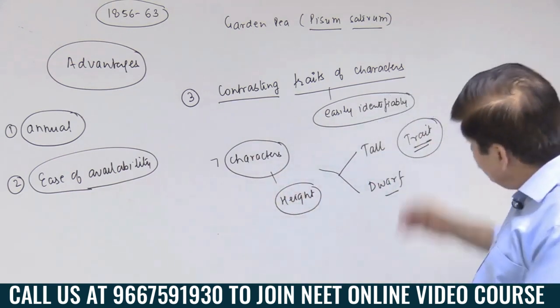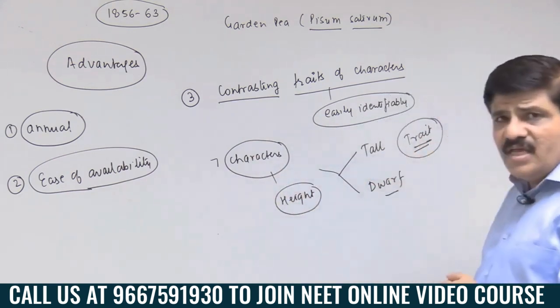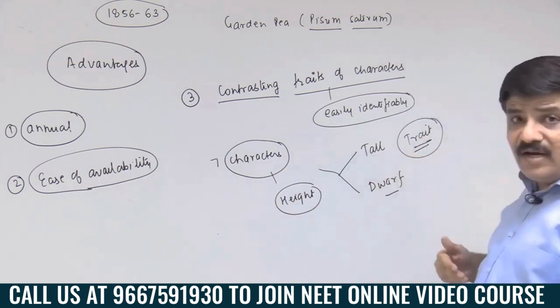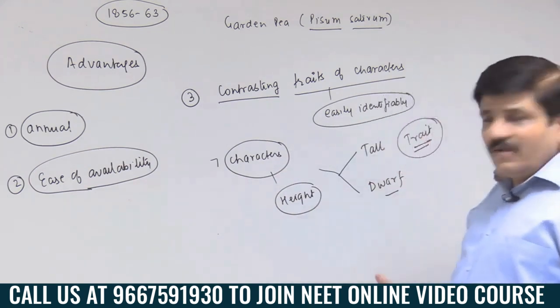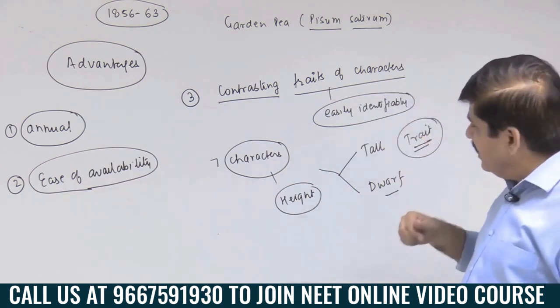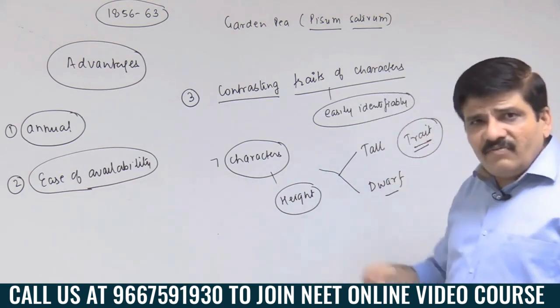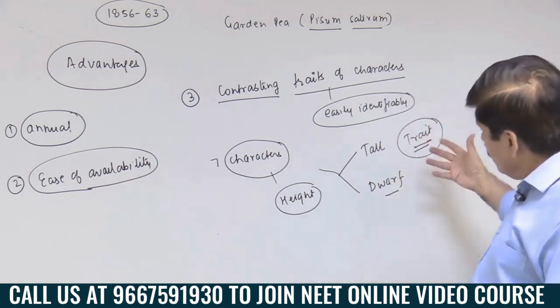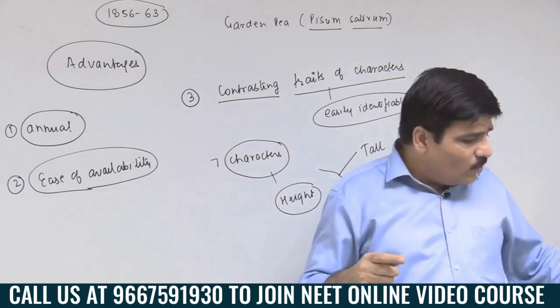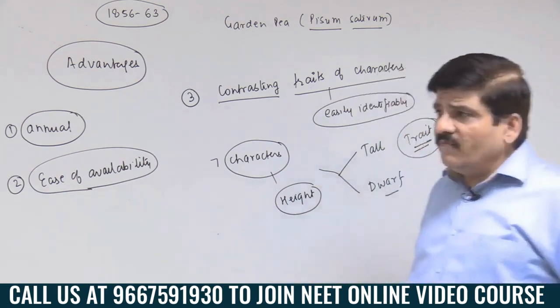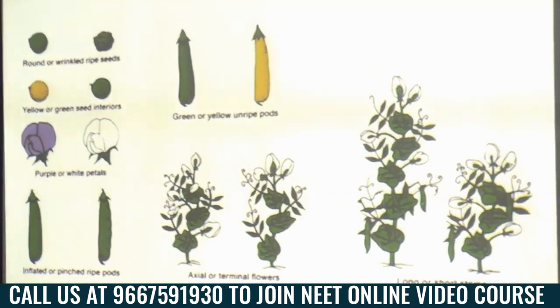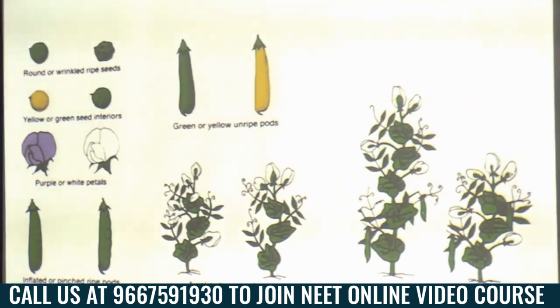and what are the contrasting forms of the character, or the different morphological variations of the character, easily identifiable forms of the same character, which are called traits. So now let us look at a very important figure, what were the 7 characters and their contrasting traits that were chosen by Gregor Johann Mendel for his experiment.